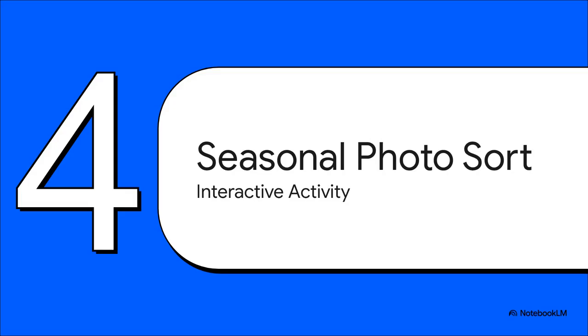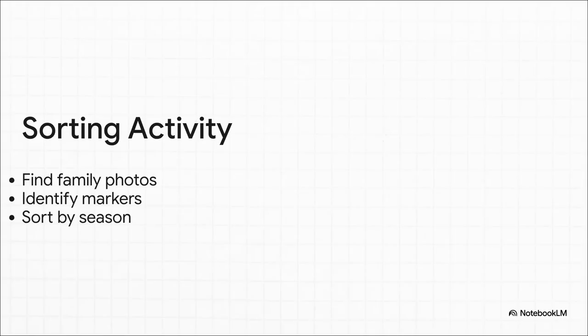Which brings us to part four, the seasonal photo sort interactive activity. To really put this theory into practice, the curriculum suggests a super clever sorting activity. It perfectly bridges the gap between just seeing a cycle and actually living it. You have the students hunt down their own personal family photos. Then they search for seasonal markers, like finding snowsuits or beach towels in the pictures, and sort these memories by the time of year they actually happened. It literally turns the abstract concept of the past into a highly tangible, fun game.